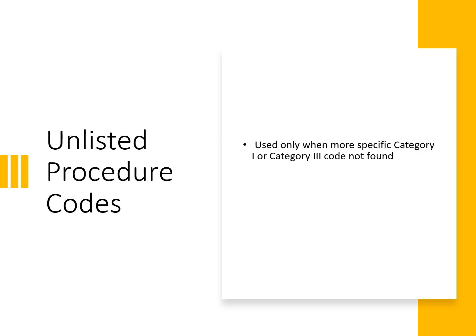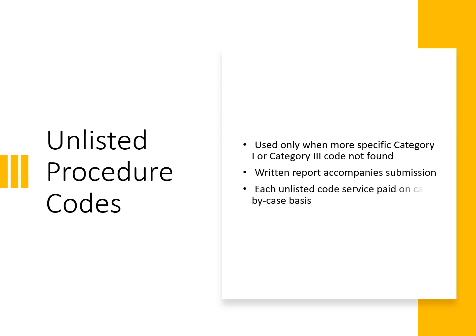Unlisted procedure codes are used only when a more specific Category 1 code or Category 3 code is not found. Now, remember that we said that the Category 3 codes are those codes towards the back of the CPT book that end with the letter T, like a train, T. And those are temporary codes. A written report has to accompany the submission whenever you're sending in an unlisted procedure code, and each unlisted code service is paid on a case-by-case basis.